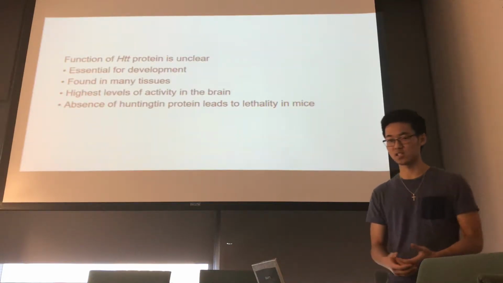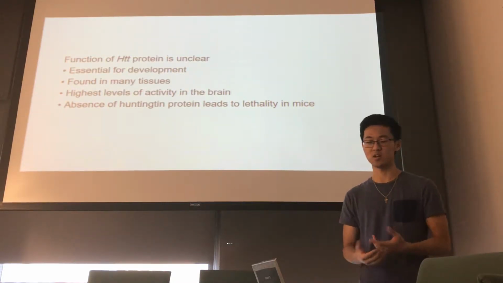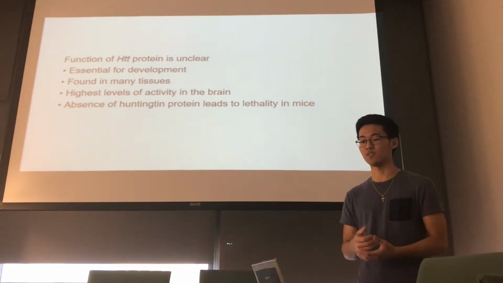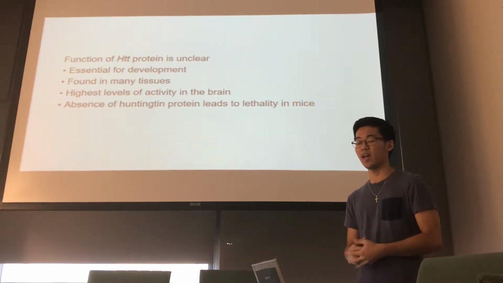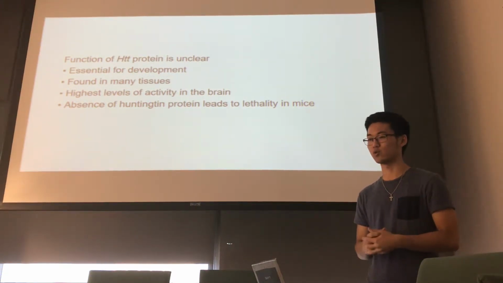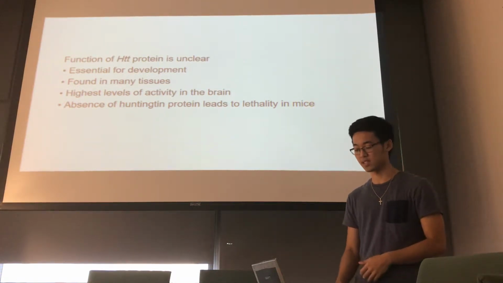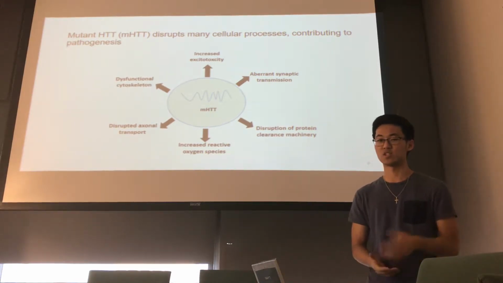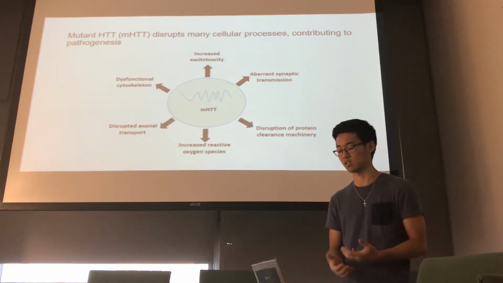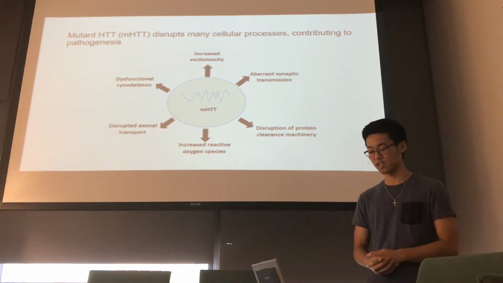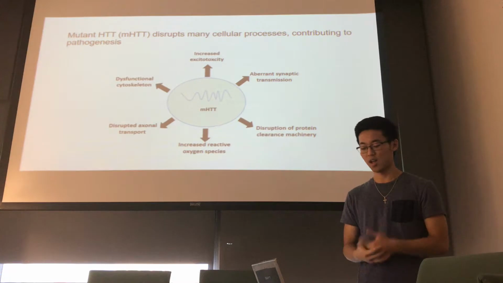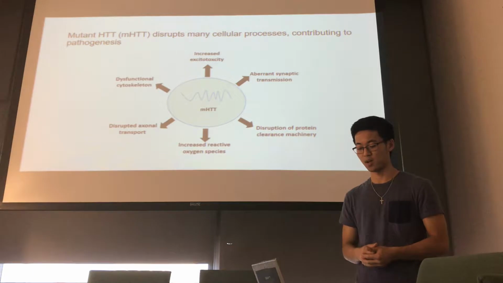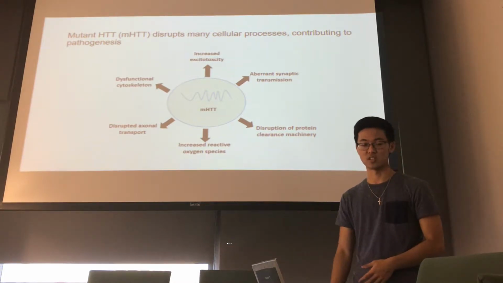So the function of the protein Huntingtin itself is unclear. We just know that it is essential for development. It is expressed in many cells, but it is shown to have the most activity within the brain. And the absence of Huntingtin has been shown to be lethal in mice. Whereas mutant Huntingtin disrupts many cellular processes that contribute to the pathogenesis of the disease. Some processes include the dysfunctional cytoskeleton, disrupted axonal transport, and disruption of protein clearance machinery. And many of these pathways contribute to the pathogenesis of the disease.